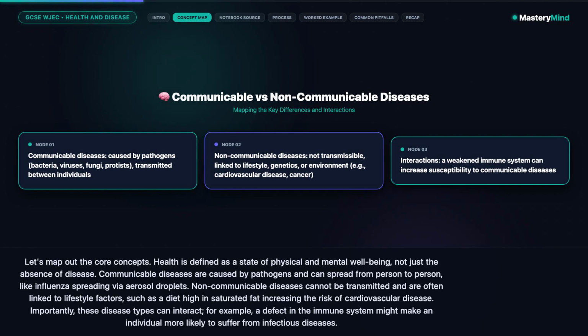Importantly, these disease types can interact. For example, a defect in the immune system might make an individual more likely to suffer from infectious diseases.